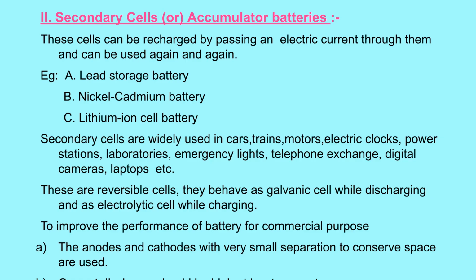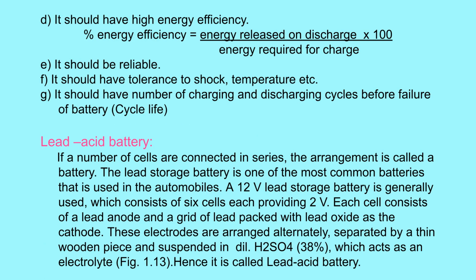Improved performance requires small separation between electrodes, high current discharge at low temperatures, and minimal voltage variation during discharge. A high energy efficiency is required, calculated as the energy released on discharge multiplied by 100 and divided by the energy required for charge. Secondary cells should also be reliable, shock tolerant, and have a good cycle life.